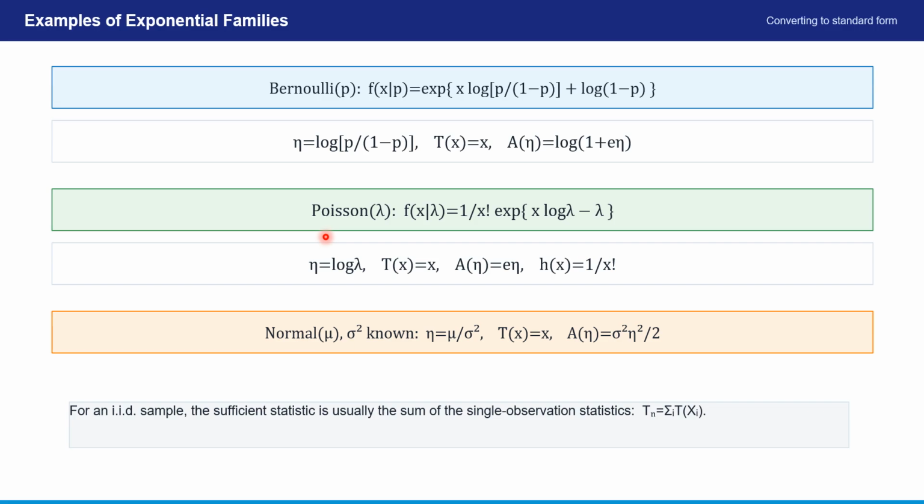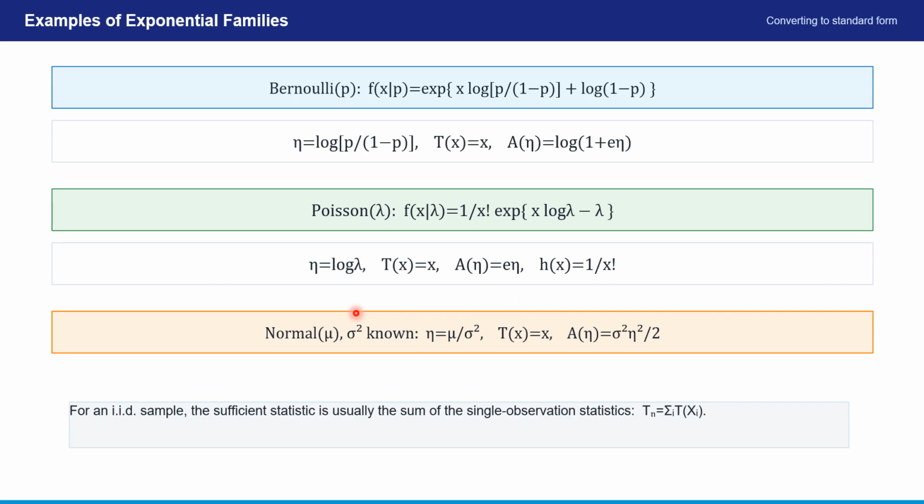For the Poisson distribution, the probability that X equals x is e to the minus lambda times lambda to the x divided by x factorial. We can rewrite it as 1 over x factorial times exp of x log lambda minus lambda. Here eta equals log lambda. T of x equals x. A of eta equals e to the eta. And h of x equals 1 over x factorial.